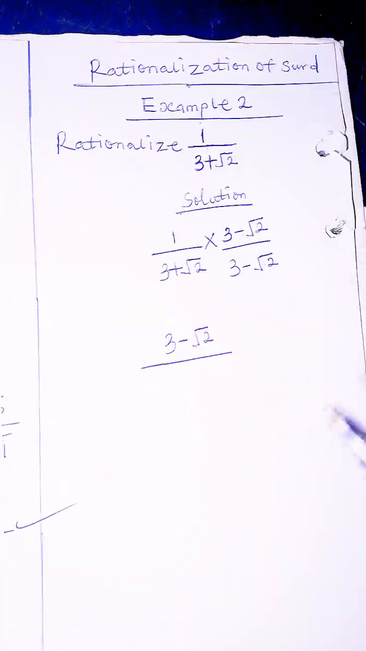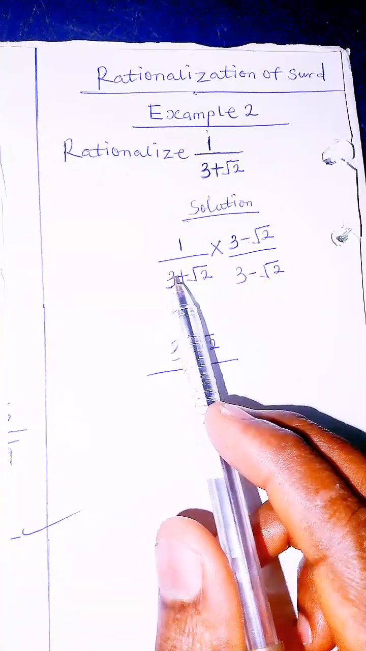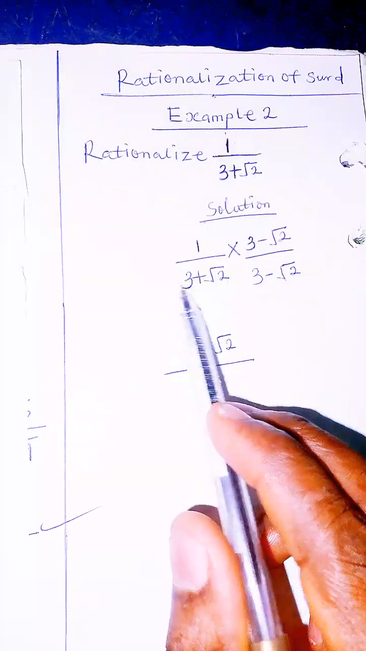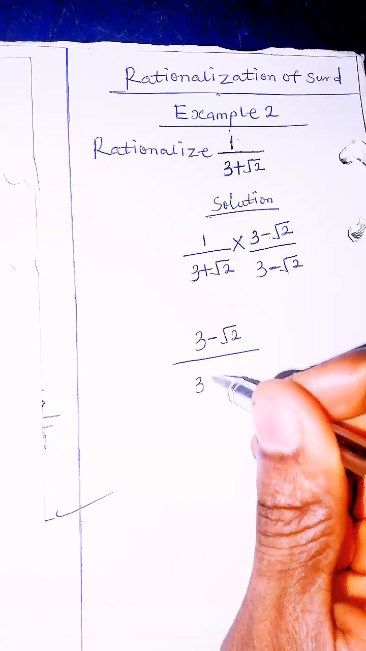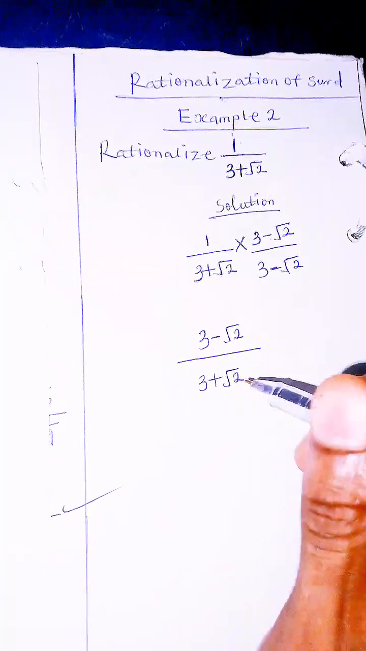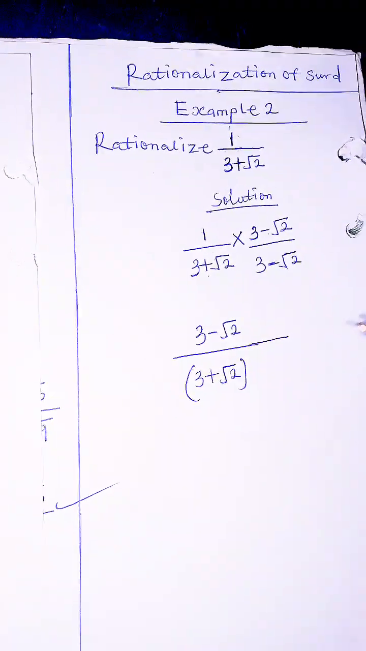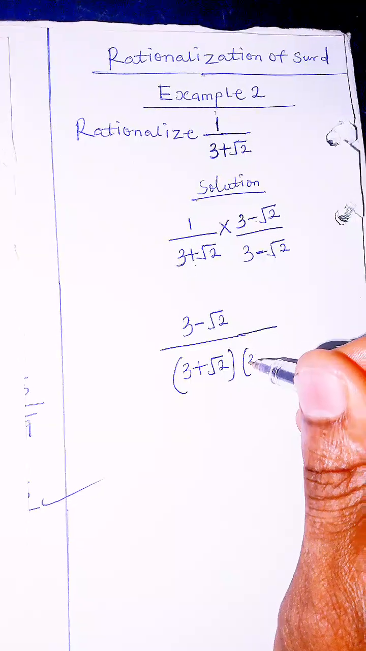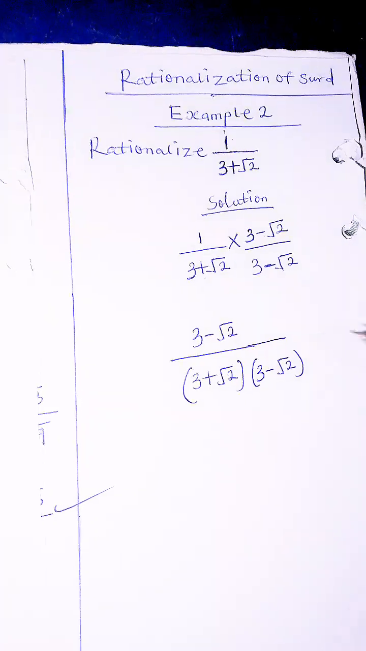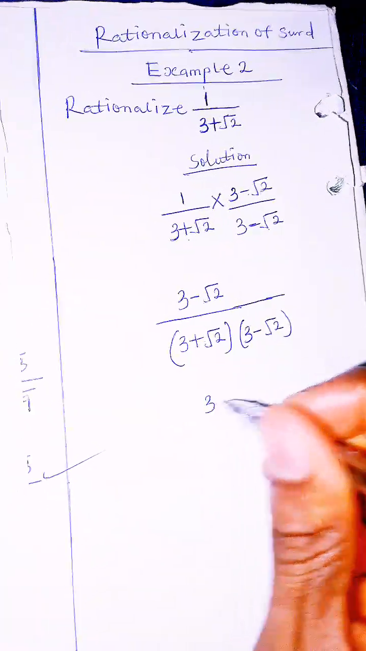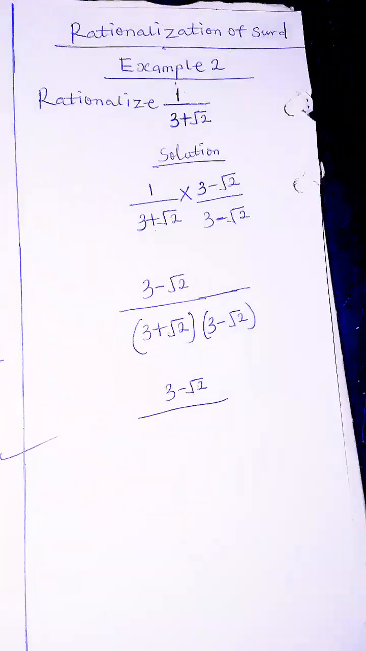Now, to multiply this, we are going to carry everything here to multiply what? Everything here. So here we have 3 plus root 2. Since the terms are not the same, we are going to what? Bracket them. In mathematics, bracket means what? Multiplication. So 3 minus root 2. Bracket close. We have 3 minus root 2 divided by.